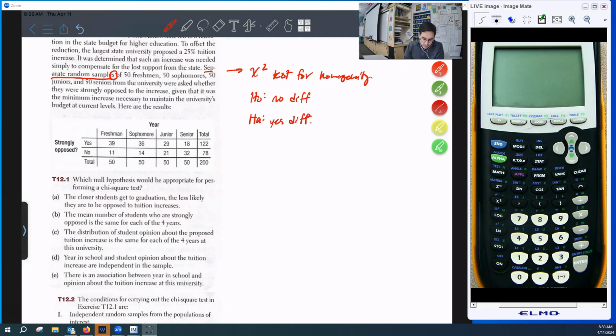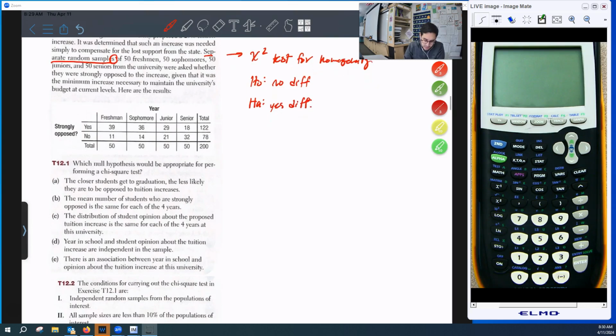Okay. So as I was reading through the options, I knew B wasn't going to be a good option because it refers to the mean, right, which is a parameter, and chi-square tests don't use parameters. And then I knew that D and E were not going to be the correct choice because those use the language of independence and association, which is a different chi-square test. So I kind of already narrowed it down to A and C.